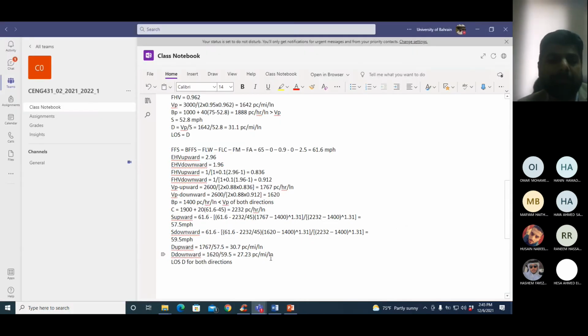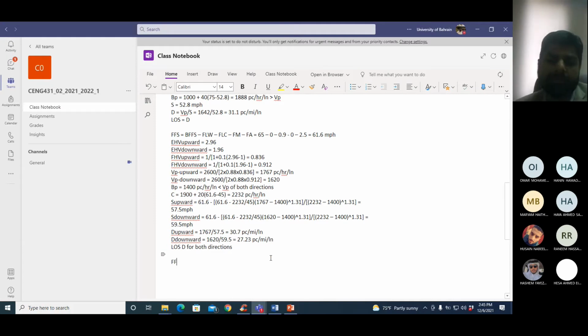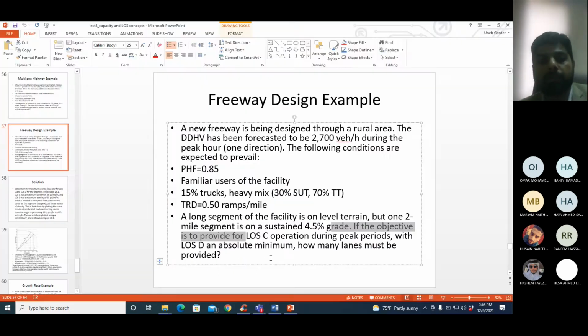Now, for a design example, you always need to calculate the free flow speed because the freeway is not operational. So how can you measure it? So for the freeway, the free flow speed equation is this. Now I need FLW, I need FLC, and I need TRD. Now if you go back to the question, TRD is mentioned, so no problem. TRD is 0.5. Lane width and lateral clearance is not mentioned.